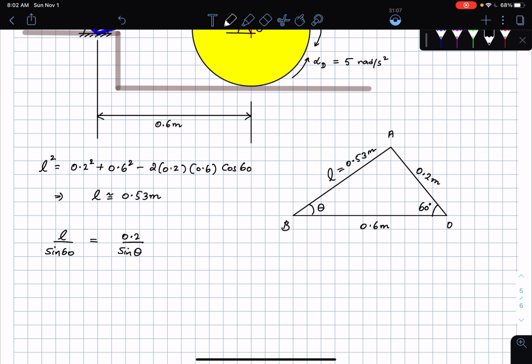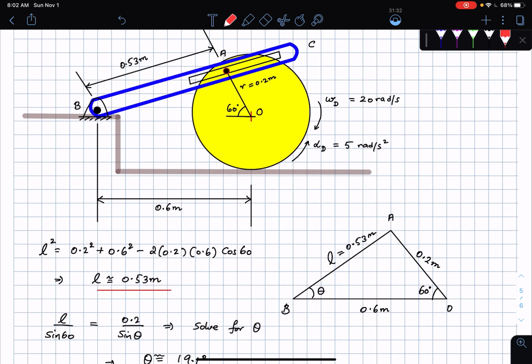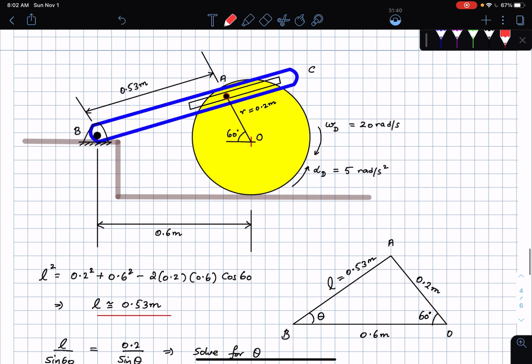So find the angle theta from here, solve for theta. And then you'll end up getting theta is approximately 19.1 degrees. So we are able to find both the length and the angle theta of 19.1 degrees. Even though we were given the length here as 0.53, I can still find it if necessary. All right, now we are ready to draw the bar BC, and I'm going to grab hopefully just the bar BC. Let's see if that works out.